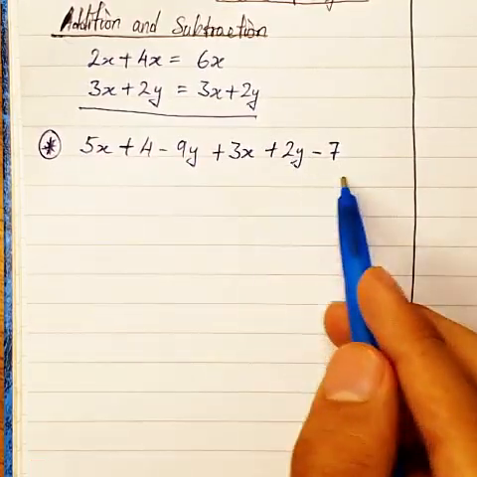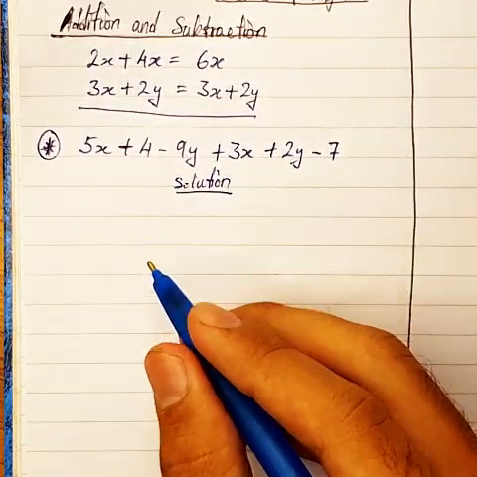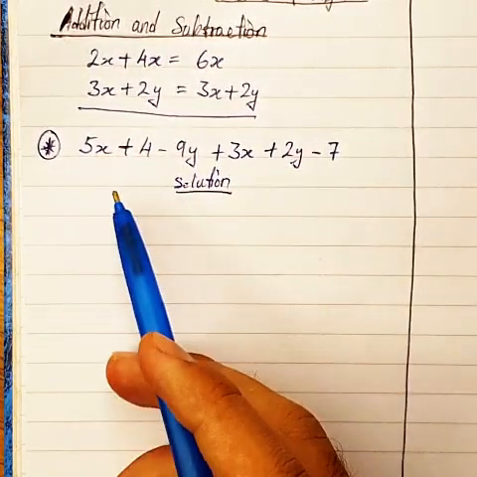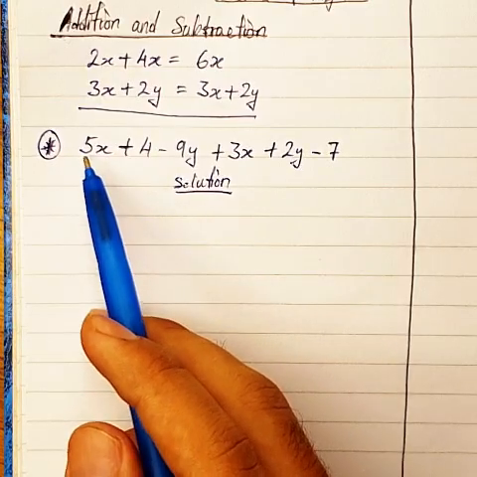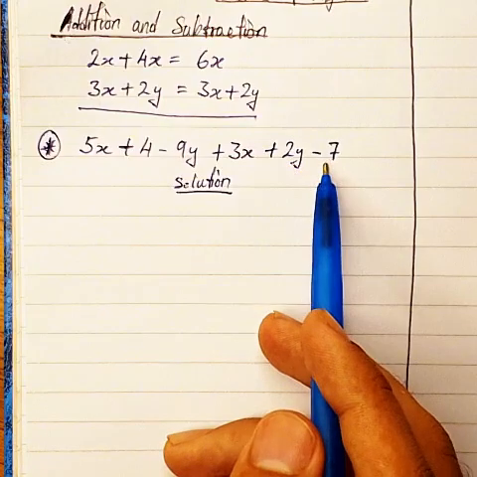So now we have an example question. Let's not waste time and let's go straight to the solution. So from here, what do you see? You see we have different kinds of values, different types of terms. We have 5x, 4, minus 9y, 3x, 2y, minus 7.